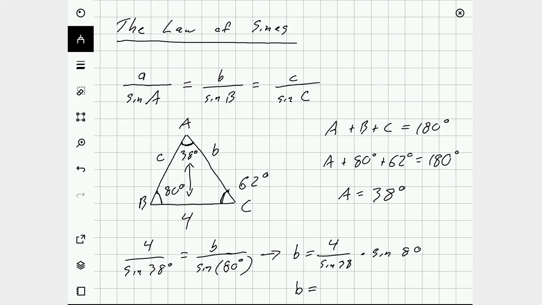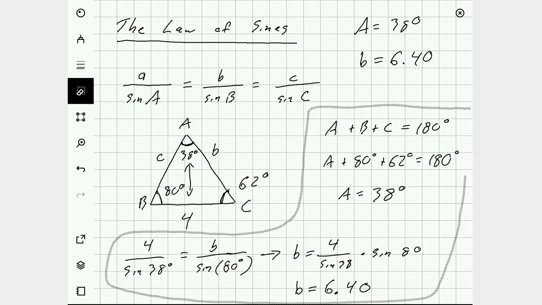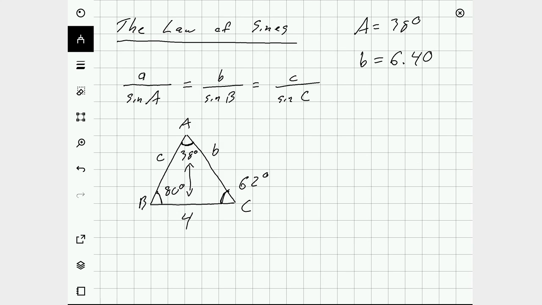My calculator tells me that little b is going to be 6.398. I'll round that to 6.40. All right, so angle A was 38 degrees. Little b is 6.40. And let's clear out some space. Working on a sheet of paper, you probably just have more paper you can turn to. I don't have that luxury, so let's just get this out of the way and repeat the process with side c.